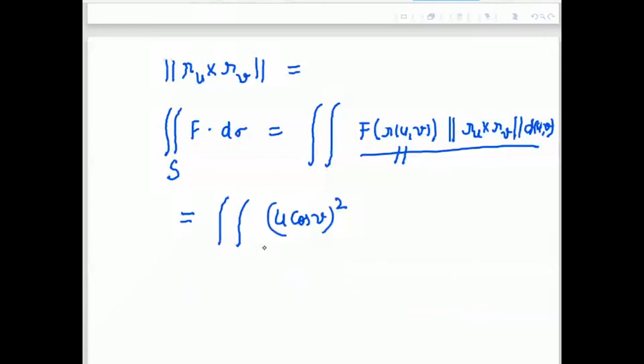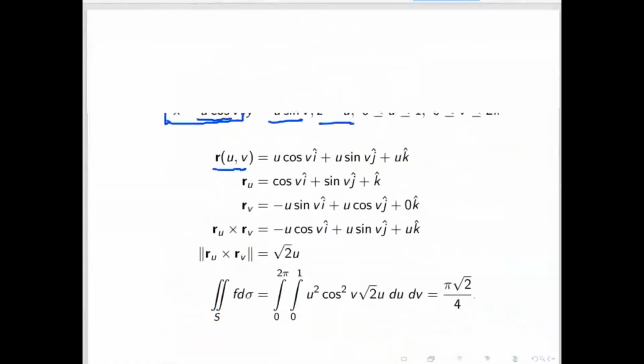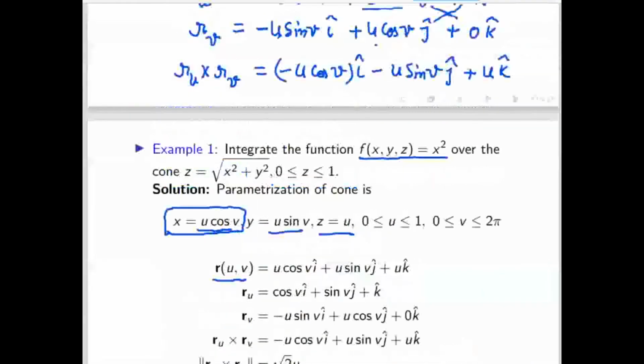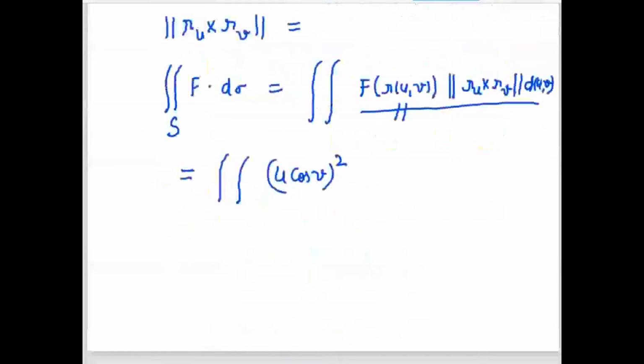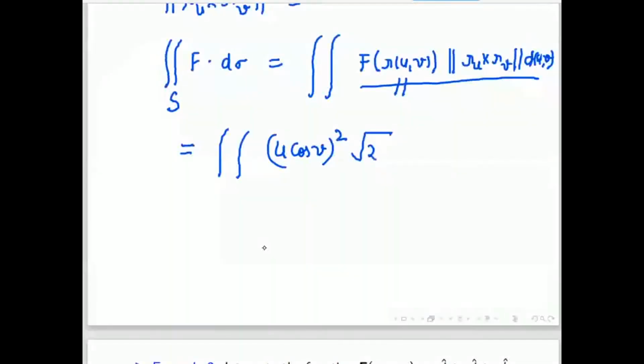And then the norm of ru cross rv. So this one is ru cross rv. What is the norm of this? Square root of u square cos square v plus u square sin square v plus u square. That will give square root of 2u square. This is the value of this.